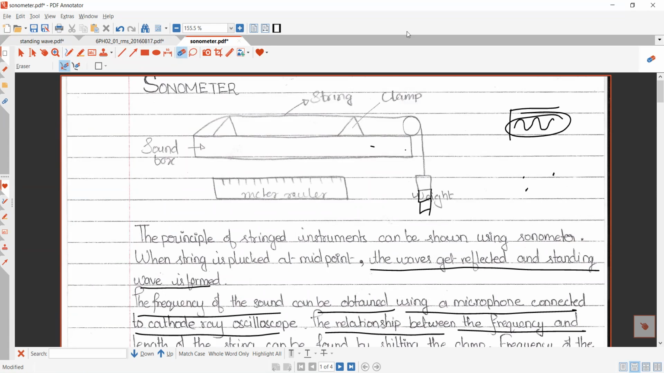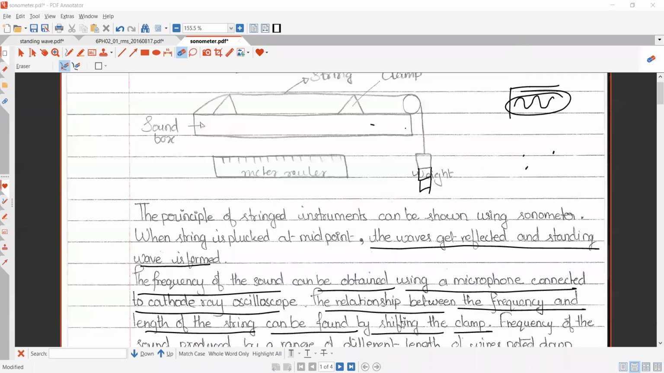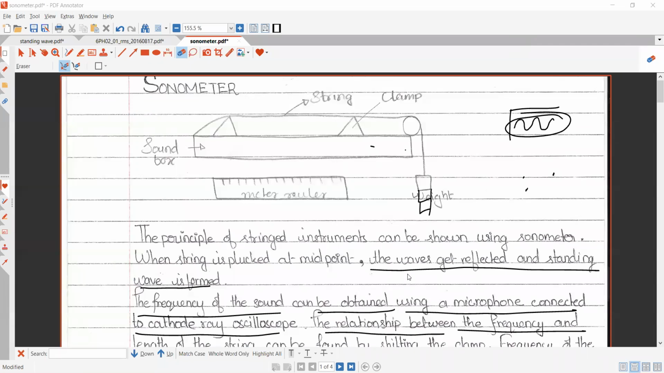Somebody came? Okay, wait. Okay, I'm starting. So now what will they do for different lengths of the string?